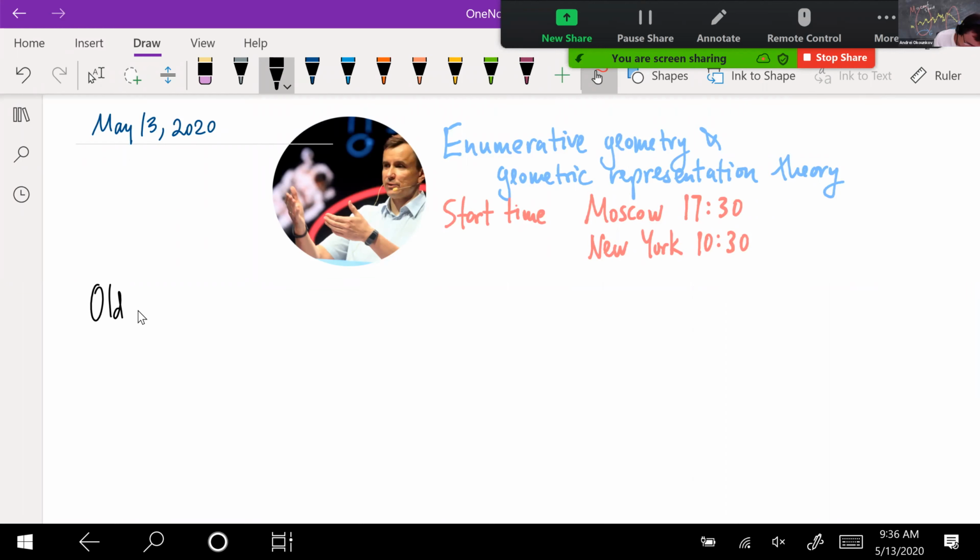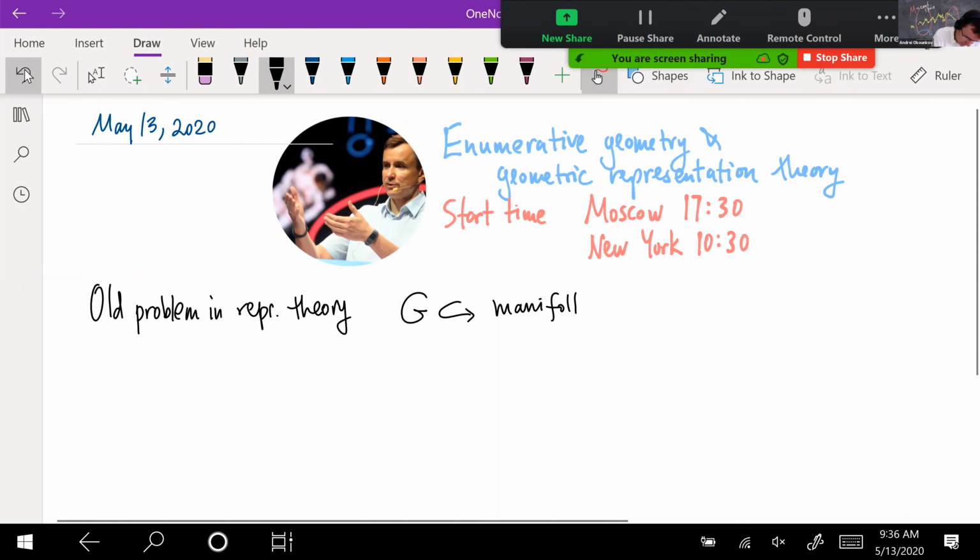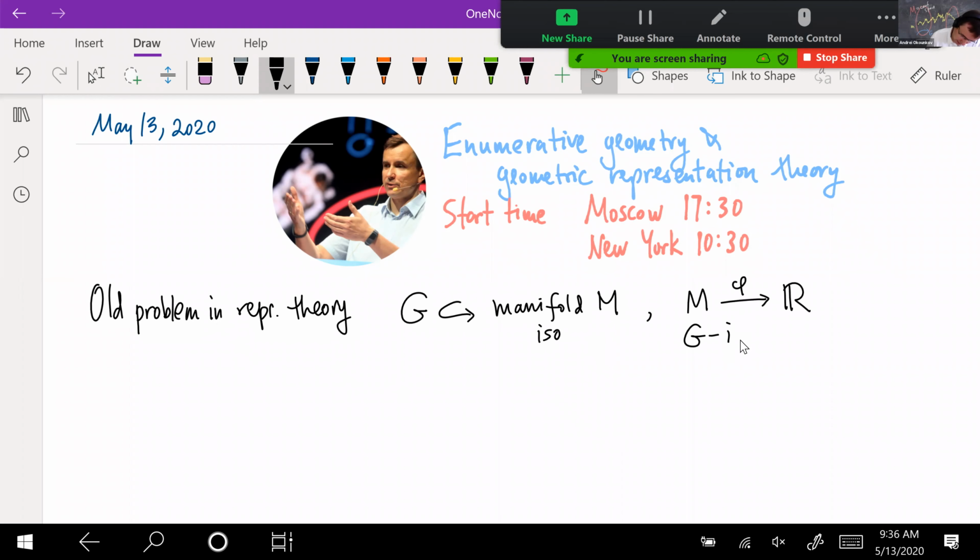Maybe classical, except it's quantum, so I would say classical. An old problem in representation theory is a problem of harmonic analysis of maybe the following kind. Suppose I have a group G acting on a manifold M, preserving the metric, so it acts by isometries of the metric, since I'm going to talk about the Laplace operator. And then I have a G-invariant function phi to the reals.